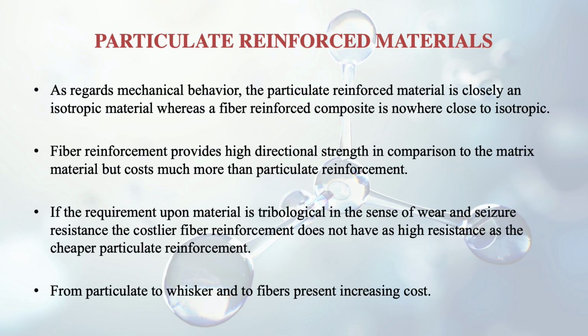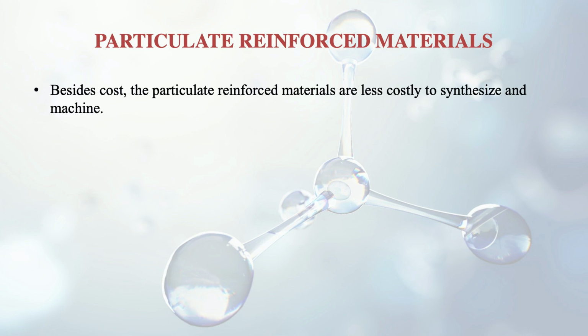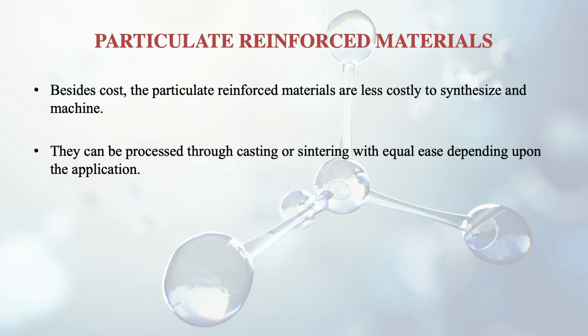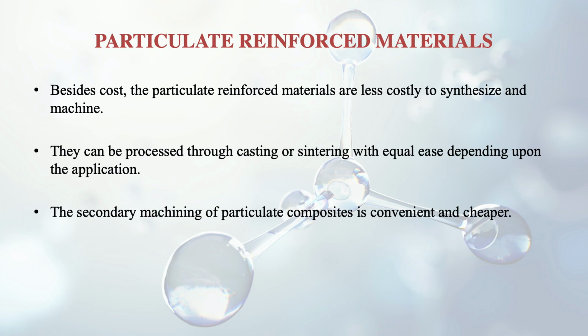From particulate to whisker to fibers, there is increasing cost. So as the size increases, going from particulate to whisker to fiber, the cost also increases. Besides cost, particulate reinforced materials are less costly to synthesize and machine. This is also a very good property: making them is not very difficult, and machining is also not difficult. They can be processed through casting or sintering with equal ease depending upon the application. And the secondary machining of particulate composites is also very convenient and cheaper.